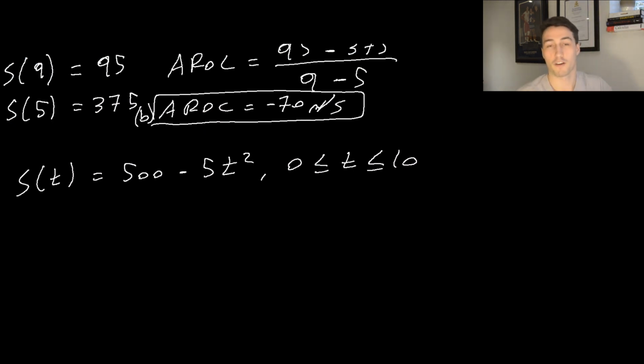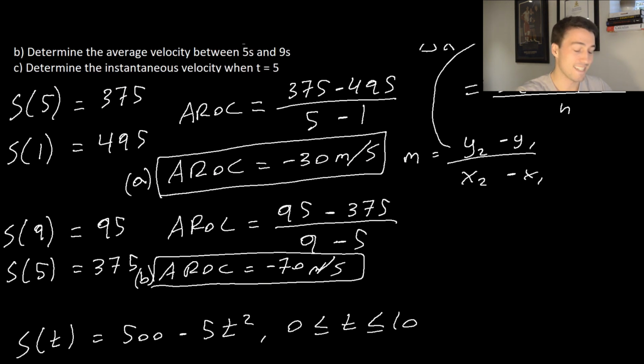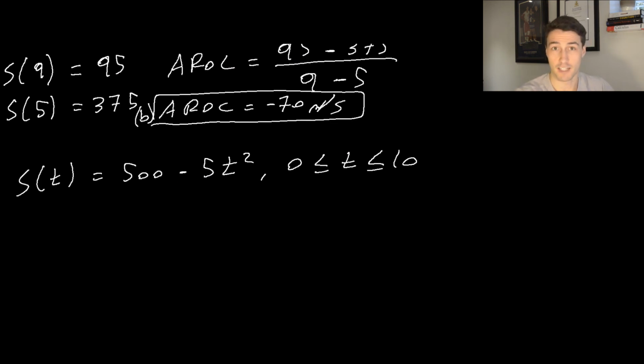So now moving on to part C. Part C said the instantaneous velocity when t is equal to 5. So again, it said velocity, and we already had the position or displacement function, so we know the velocity is really just the rate of change, the slope, or the derivative of a position function. But here it's instantaneous, and that's the difference. So AROC and IROC, we're kind of going back and forth between these two.